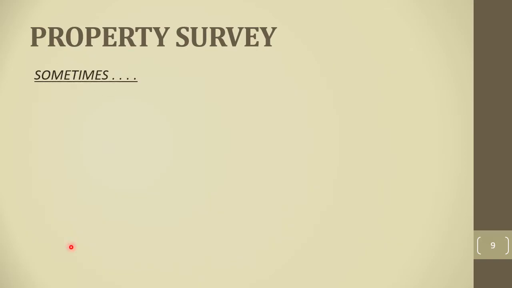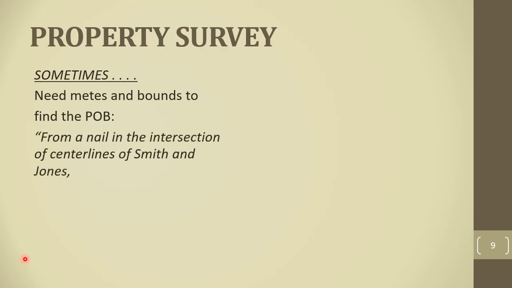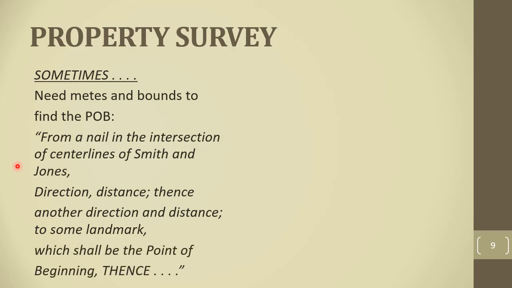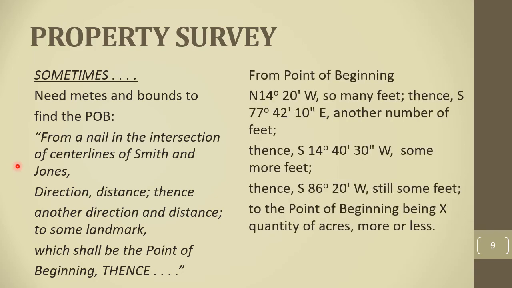However, sometimes you need to follow descriptions like that, metes and bounds, to find the point of beginning. So from a nail in the intersection of the center lines of Smith and Jones Road, we're going to go a particular direction, a particular distance, then another direction and distance to some landmark, which will be the point of beginning, and then we follow the same description that we just had, because the point of beginning may need to be surveyed.